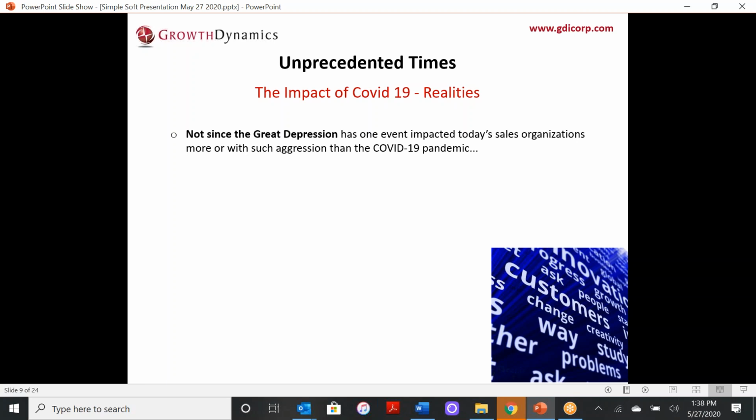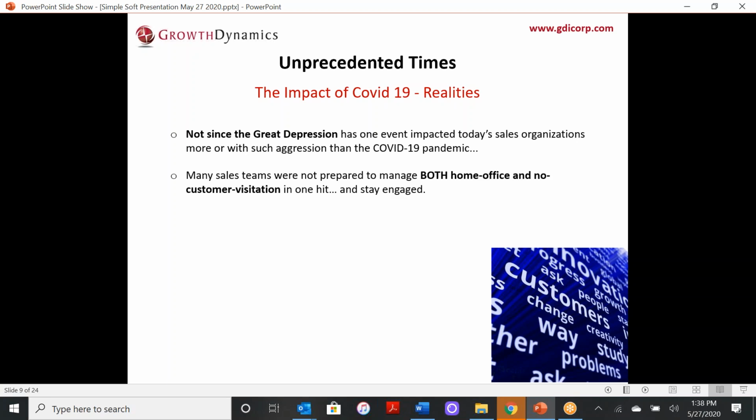So today, helping your sales organization really look at how they're doing their job, and being careful to help them identify the strengths they bring to the role, is going to be really important. Many sales teams today are not prepared to work from a home office and then have no customer visits. And the last one is probably the most important.